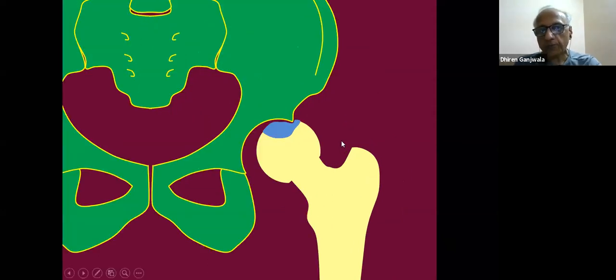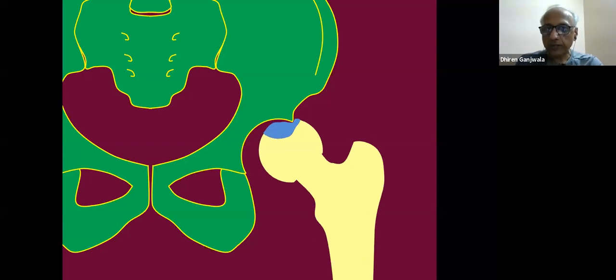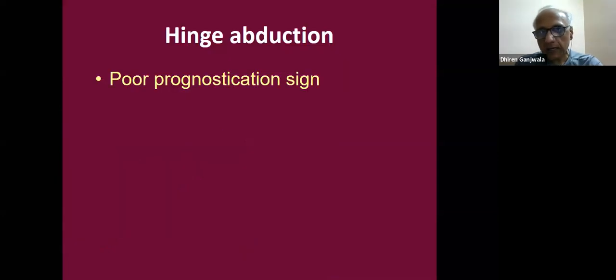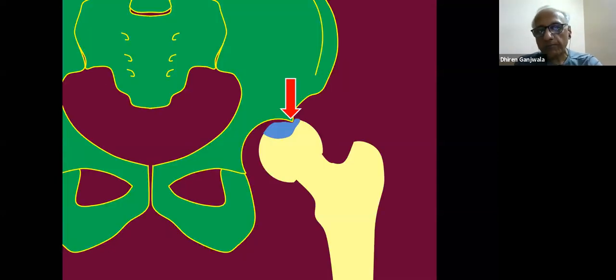So this is a magnification of the same image, and you can see that now part of the affected area is collapsed, and the lateral portion works as a bump, and it does not allow the hip to abduct. So that's called the hinge abduction. So now when we try to abduct, the abduction is not taking place at the center of the femoral head, but it is taking place at the edge of the acetabulum. That's called the hinge abduction.